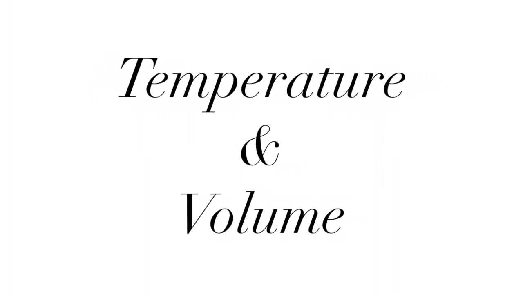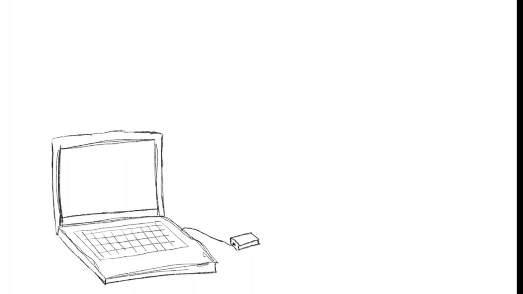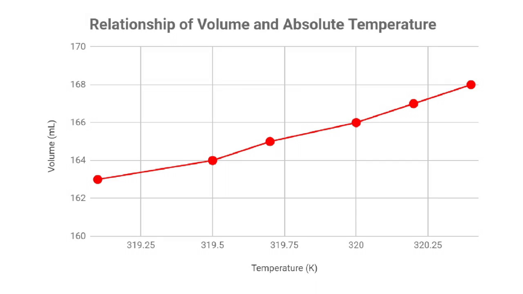In Station 3, the focus was the relationship between the absolute temperature and the volume of a gas. This was done with a similar setup as Station 2, but with a syringe to test volume instead of pressure, and the data is represented by this graph, while the value of K was found to be 0.517.